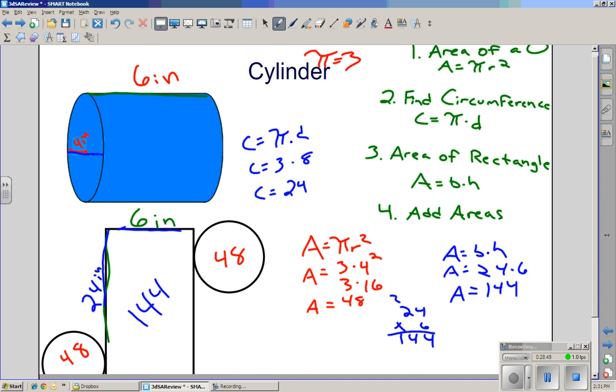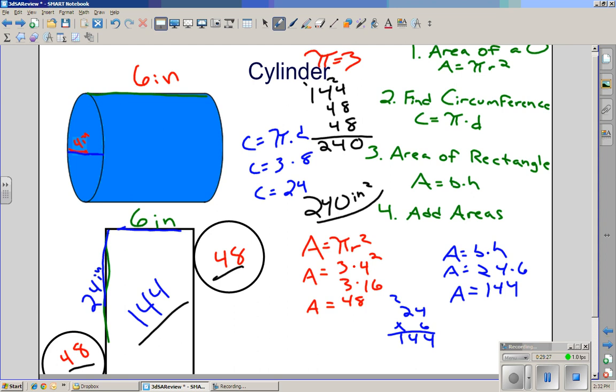The last step, number 4, is just to add the areas. So I will add together the area of my one circle, the area of my rectangle, and the area of my other circle. Nothing else. So I'm running out of room, but 144 plus 48 plus 48, that is 16 plus 4 is 20. Carry the 2, 6, 10, 14. That is 240 inches squared. That is my answer.